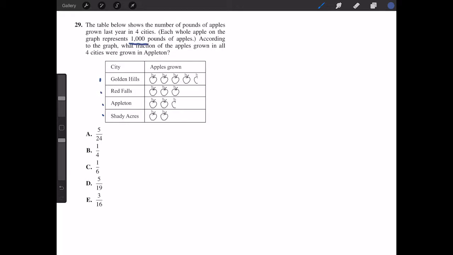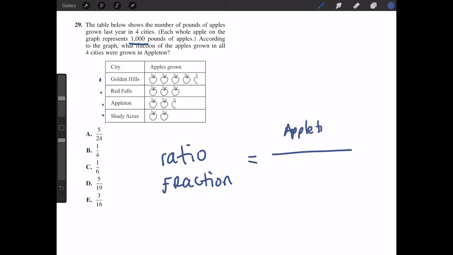Anyways, if we're going to find the ratio or fraction of apples grown in all 4 cities which were grown in Appleton, essentially we're going to do that by finding how many apples were grown in Appleton divided by total apples grown. So if we count, we have a total of 1, 2, 3, 4, 5, 6, 7, 8, 9, 10, 11. And notice that we have a half here and a half here, so that would be a total of 12. 12 apples in the table here.